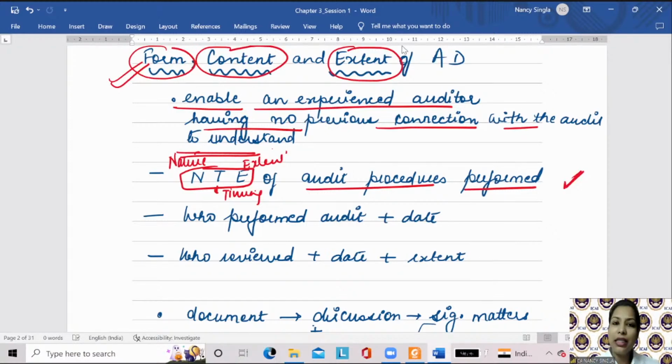After reading, it should be clear that these audit procedures were done: external confirmation was obtained, inquiry was made of management, written representation was taken from management. So it should be understandable after reading. Further, who performed the audit and the date, who performed the audit and the date when it was performed. Okay, just a minute.